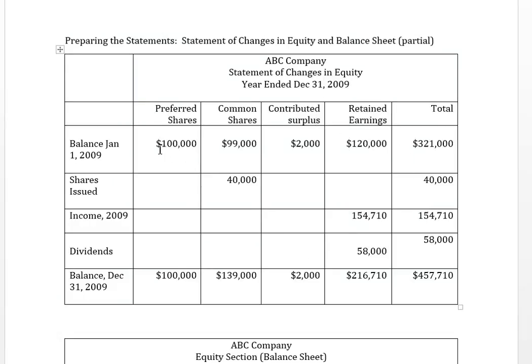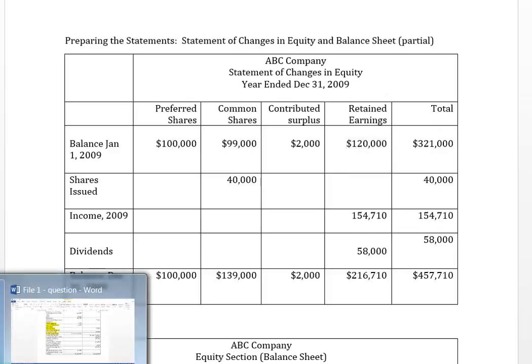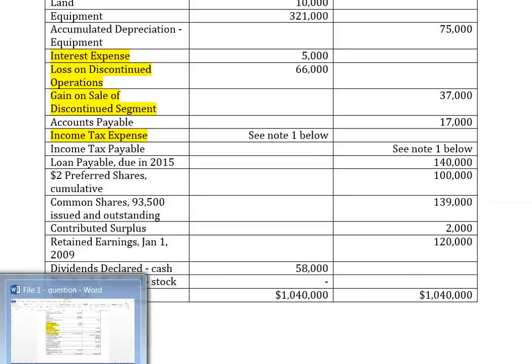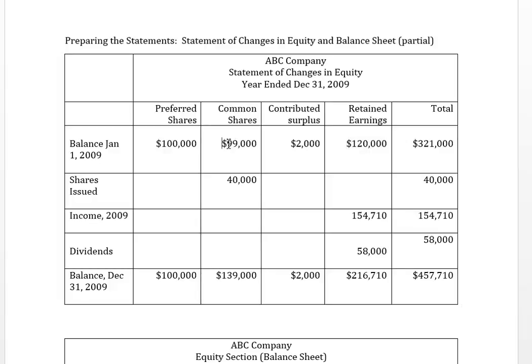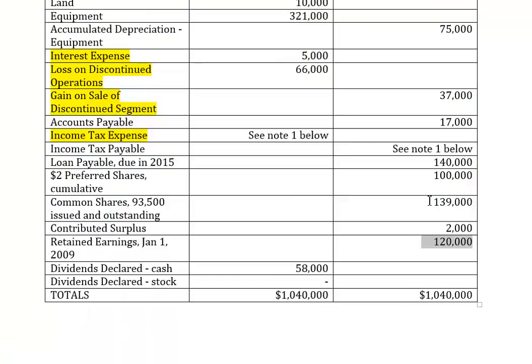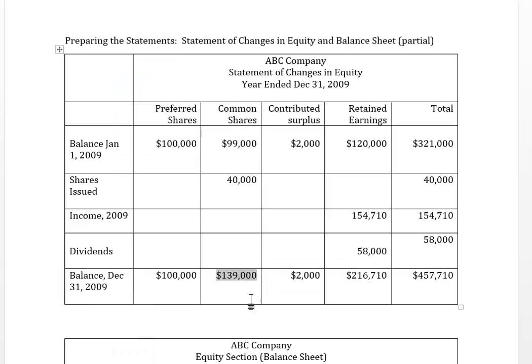Now, you'll remember that we were given $100,000 as our ending balance for preferred shares. There were no new preferred shares issued during the year, so we must have started with $100,000. Retained earnings of $120,000 again was given to us in the question, right here. So we know what our opening balance was there. The only thing we weren't given that we would have had to work backwards to find is our opening balance of common shares. You remember that at the end of 2009, they did tell us in the question that we had $139,000 worth of common shares.